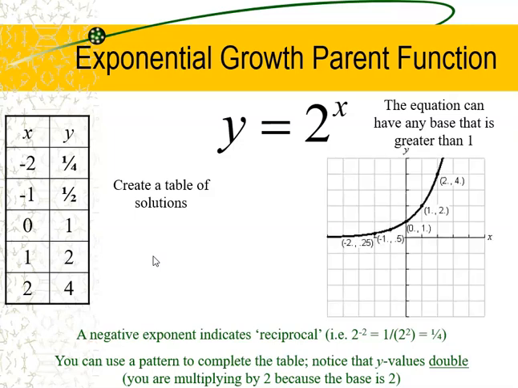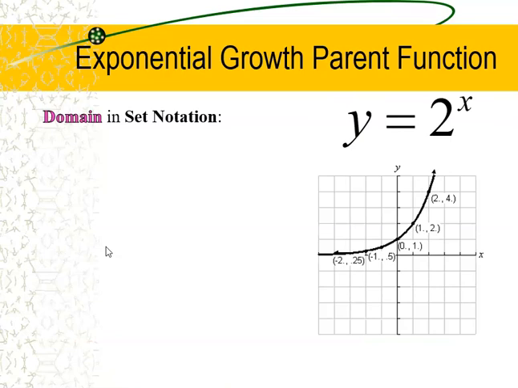When you graph this function, you will get a curved graph that is increasing that looks like this one. So for our domain, this does go off to the left forever, and it does go off to the right forever, and it includes all the numbers in between. So we'll say the domain in the set notation is all real numbers. X is an element of the real numbers.